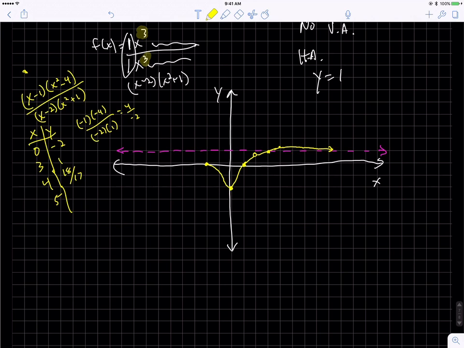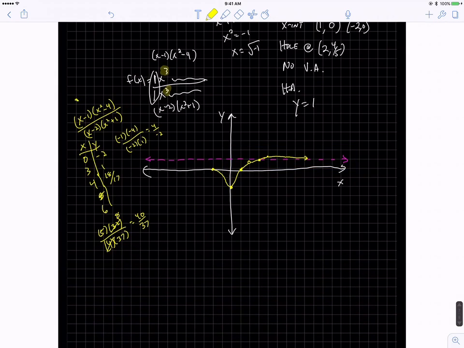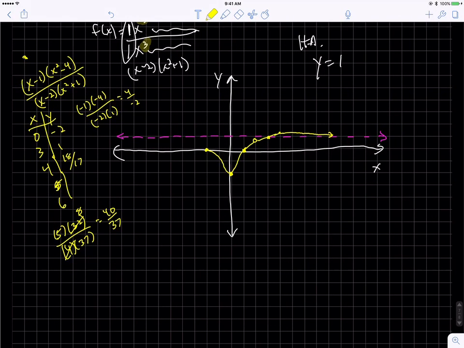So just to make sure it stays above there, I'm going to plug in 6, not 5. 6 minus 1 is 5. 6 squared is 36. Minus 4 is 32. On the bottom, I got 6 minus 2 is 4 times 37. The 4 goes into 32, 8. So we get 40 over 37. Yeah, that number is above 1 slightly. So it's a little bit closer. So that's what happens over there.